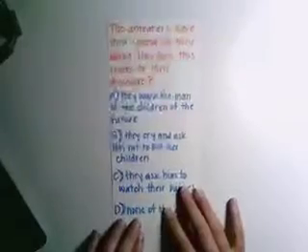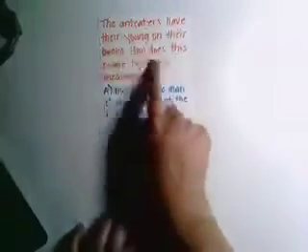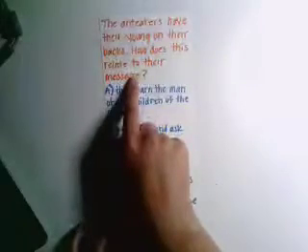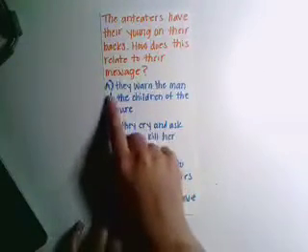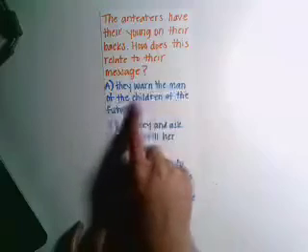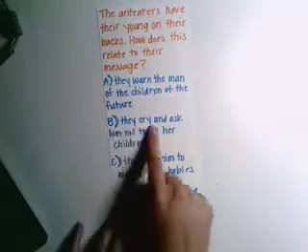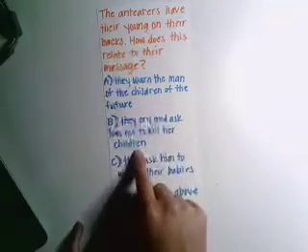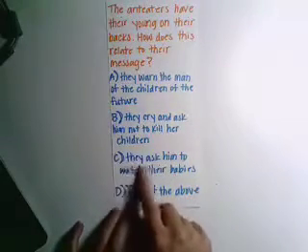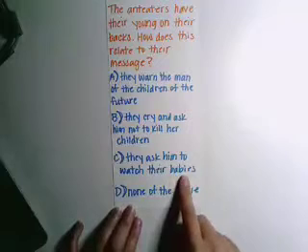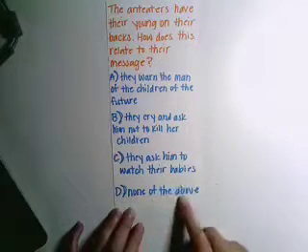Okay, next question. I believe this is question 6. The anteaters have their young on their backs. How does this relate to their message? A, they warn the man of the children of the future. B, they cry and ask him not to kill her children. C, they ask him to watch their babies. Or D, none of the above.